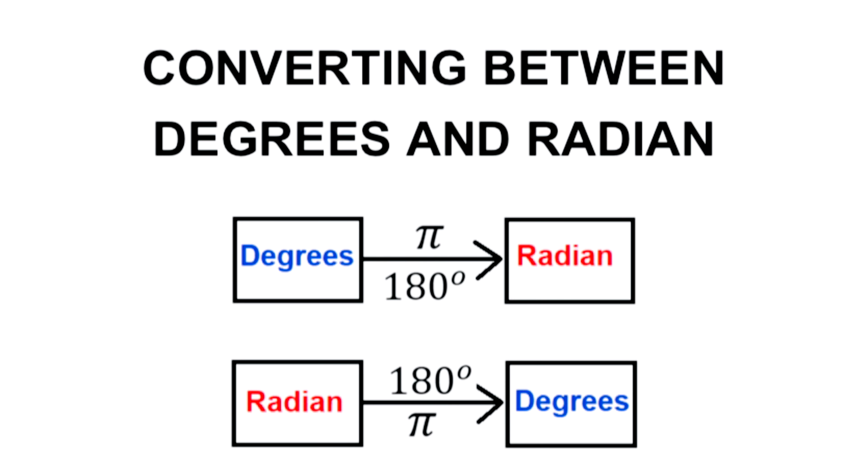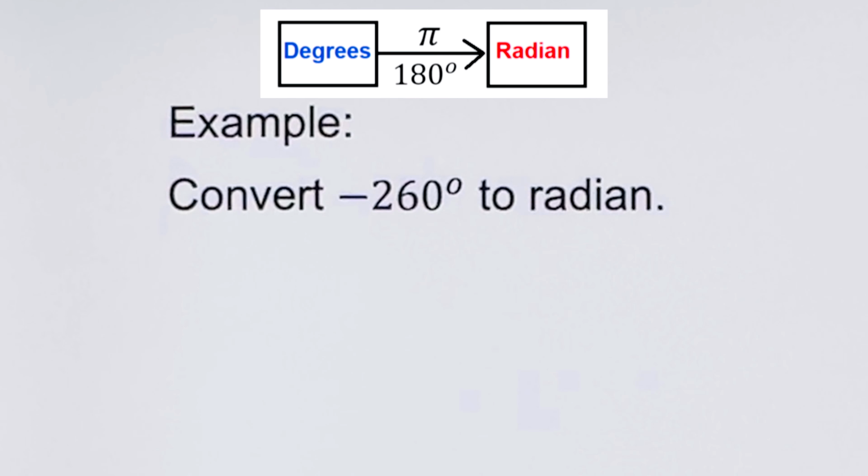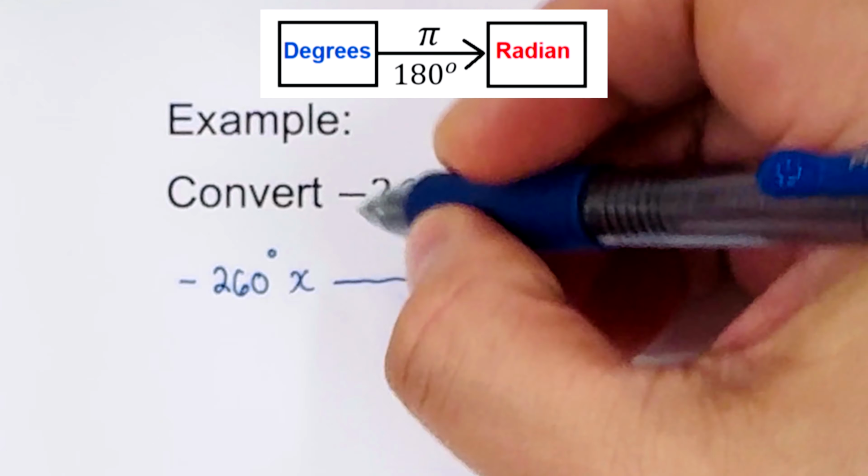To better understand this, let's have an example. This example that we have right here wants us to change degrees to radians. So this is a case for degree to radian. What we are going to do is write the given value first, which is negative 260 degrees. Looking at the formula, our multiplier should be pi over 180, and that's the one that we write into this fraction right here.